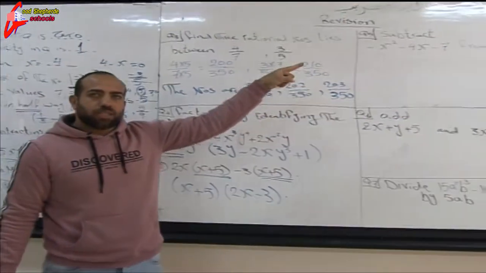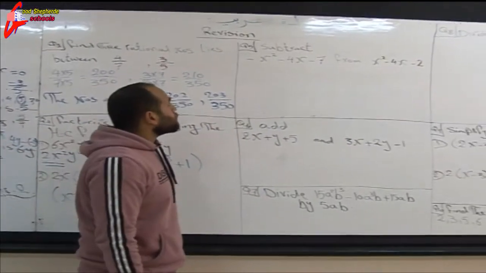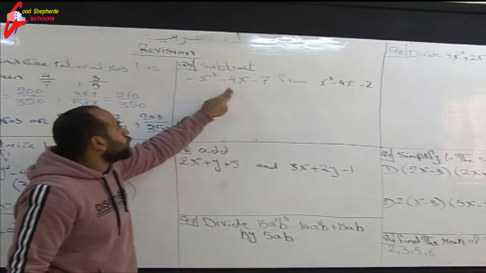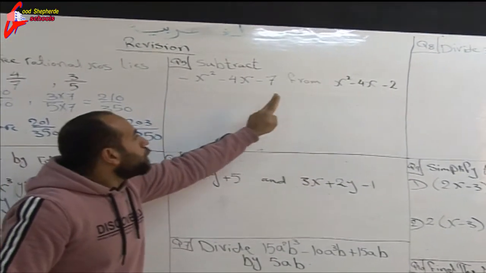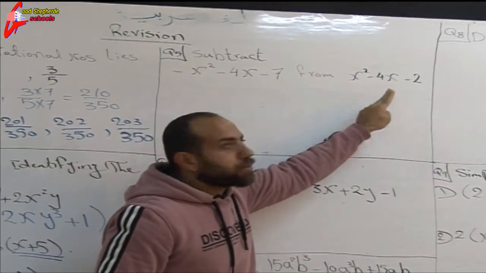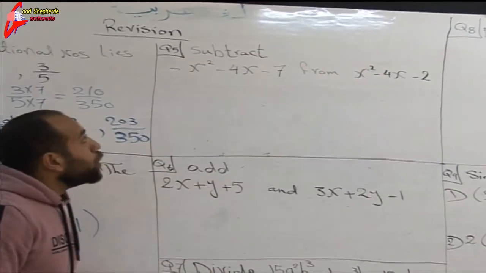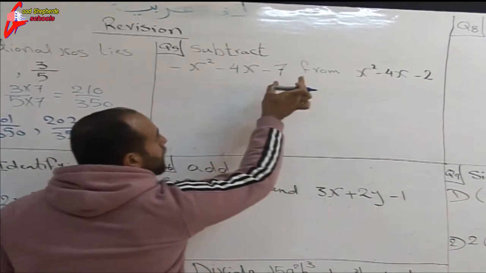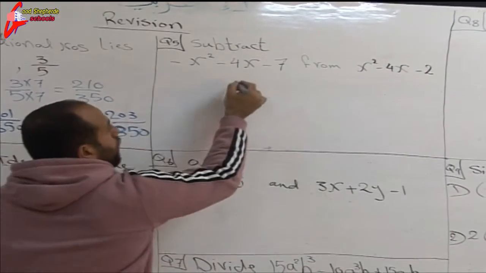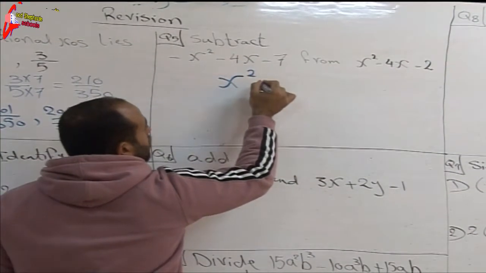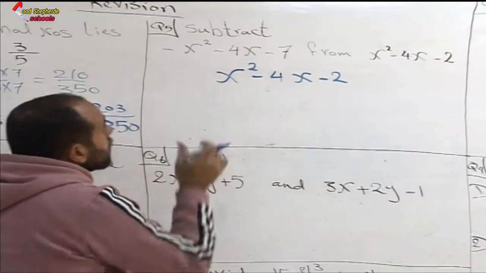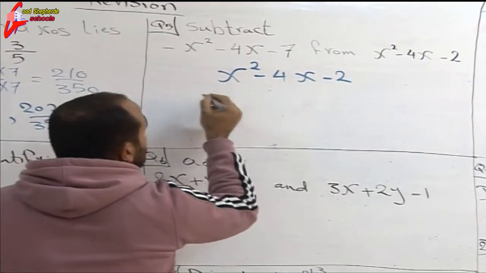Let's move to question number 5. Subtract negative x^2 minus 4x minus 7 from x^2 minus 4x minus 2. When we say subtract from, it means the second minus the first. So write the second expression first. Then write the first expression under it.